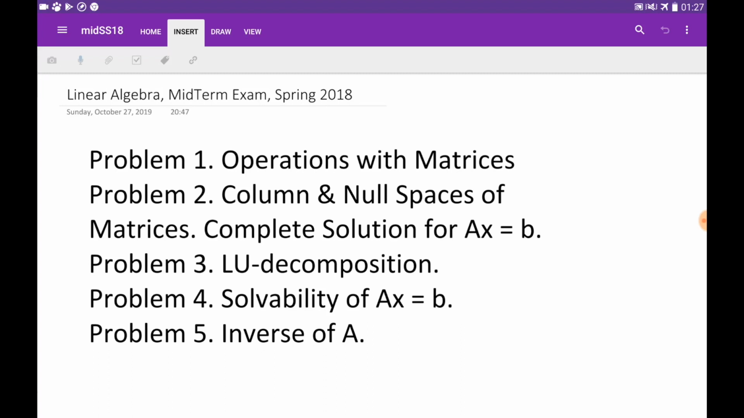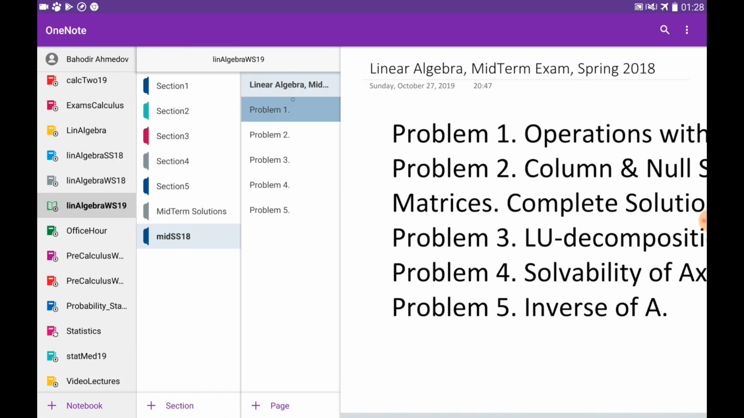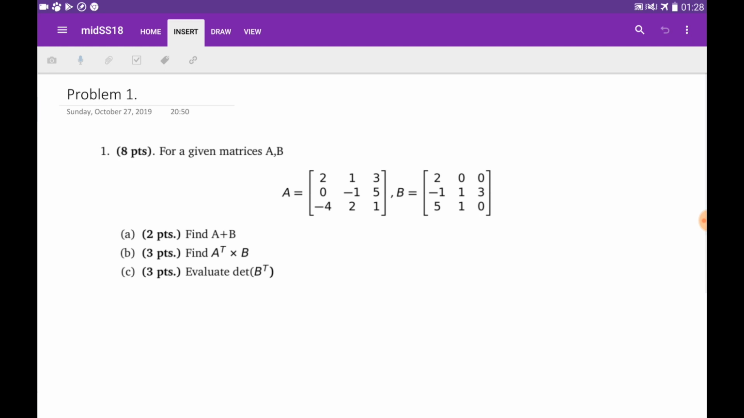In this video, we're going to discuss the solutions for the midterm exam on linear algebra during the spring semester 2018. The midterm exam contains 5 problems on the following topics. So let's start with the first problem. The first problem is about the matrix operations.